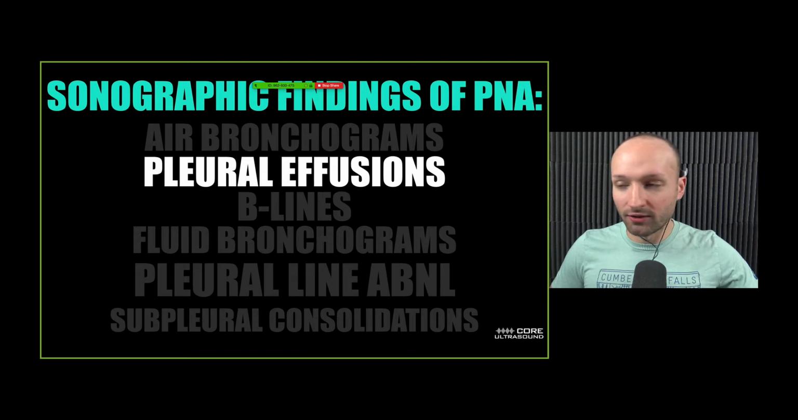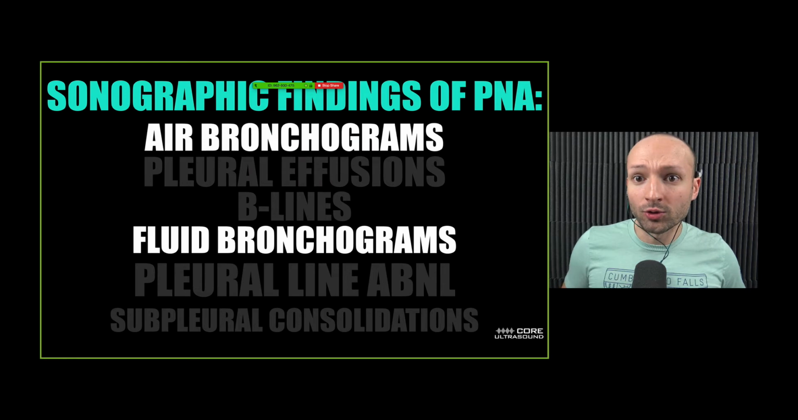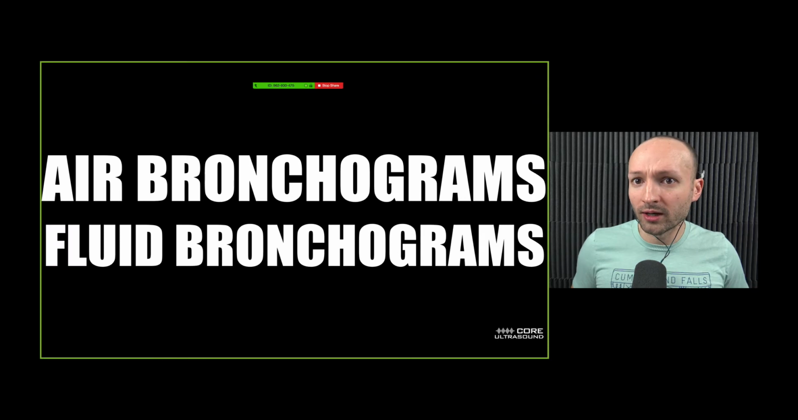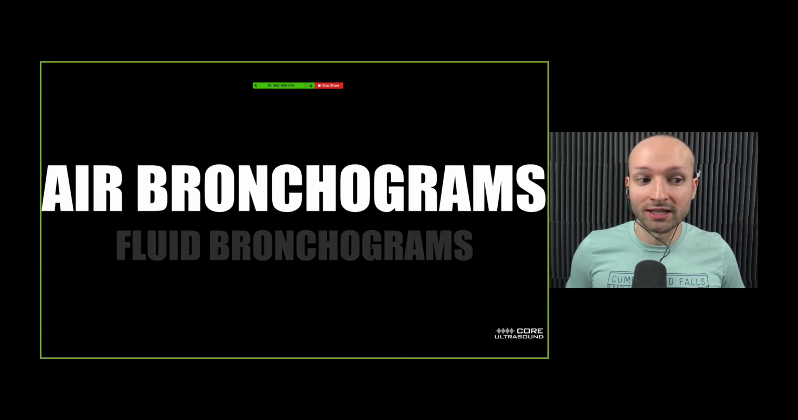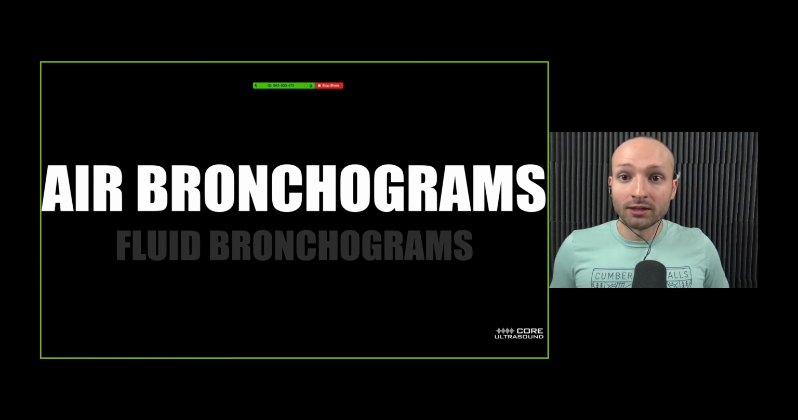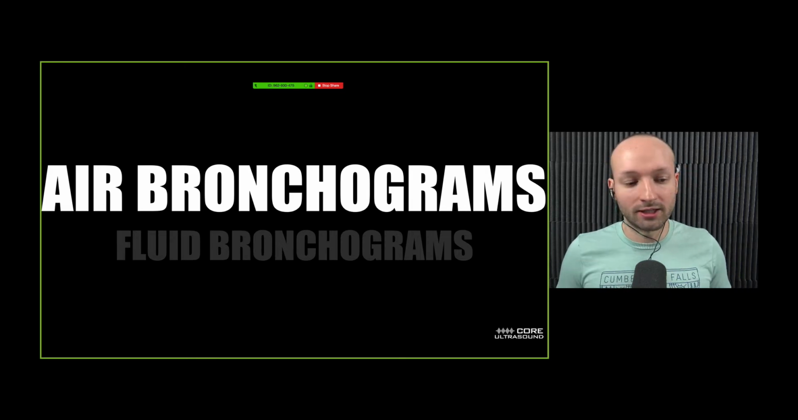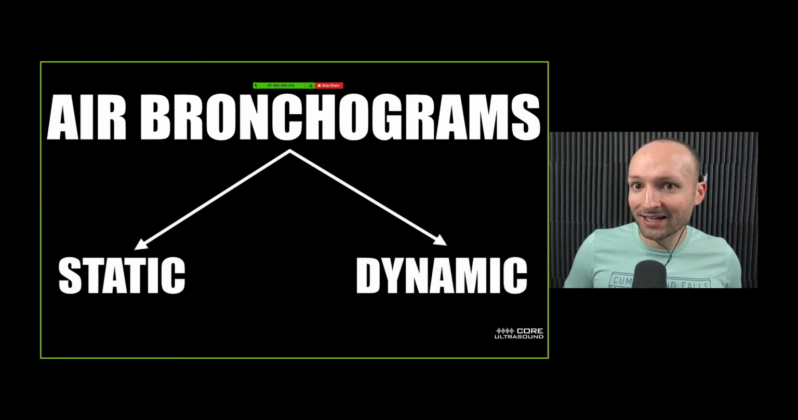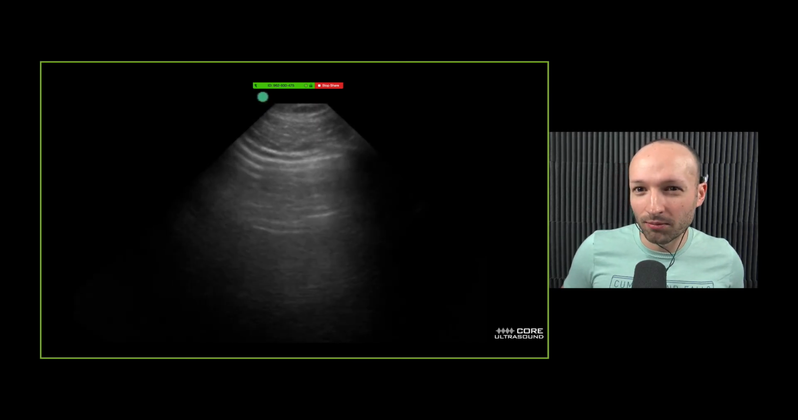Now, let's talk about the more important parts of diagnosing pneumonias or lung infections, and those are bronchograms. We basically have two broad types. We have air bronchograms and we have fluid bronchograms. Let's talk about what I think is the most important one first, and that is air bronchograms. Now, these are basically the same type of air bronchograms that you see on a CT scan or on an X-ray. They're just sonographic air bronchograms, and we have two different types. We have static air bronchograms and dynamic air bronchograms. Let's talk about static air bronchograms first.